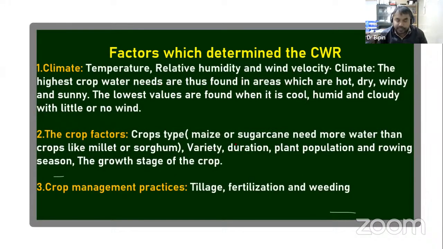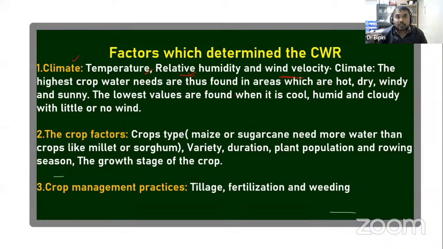And what are the different factors that will affect the crop water requirements? Here you can see climate. As we know, the temperature, relative humidity, wind velocity. These are the very important factors that will determine the amount of water that will be lost from the field in the form of evaporation and transpiration. So when temperature increases, definitely ET will be more. When relative humidity is less, then ET will be more. And if wind velocity is more, then again ET will be more. So water requirement will be more.